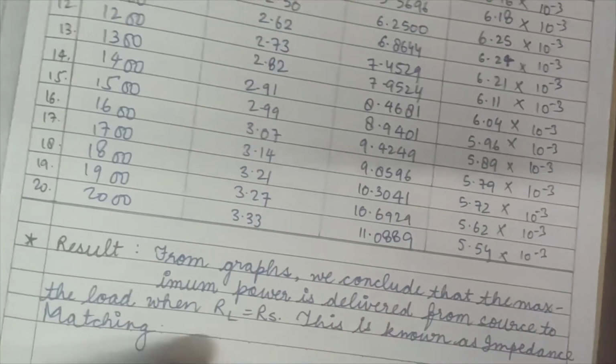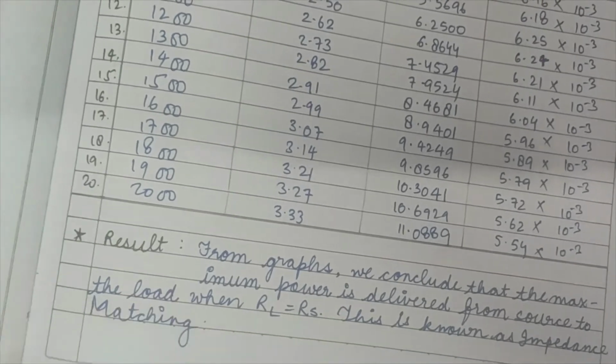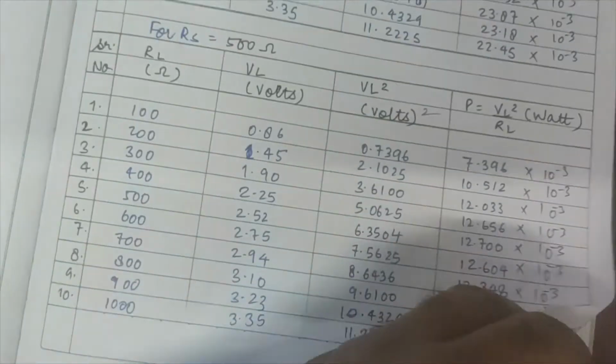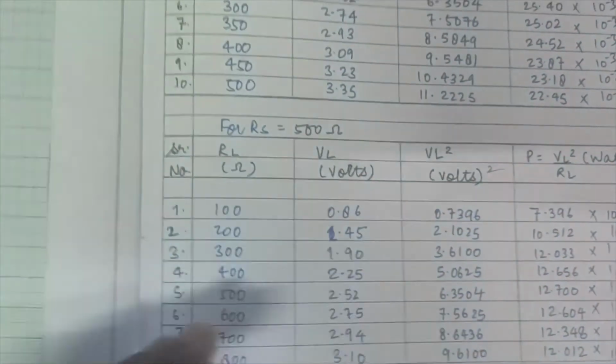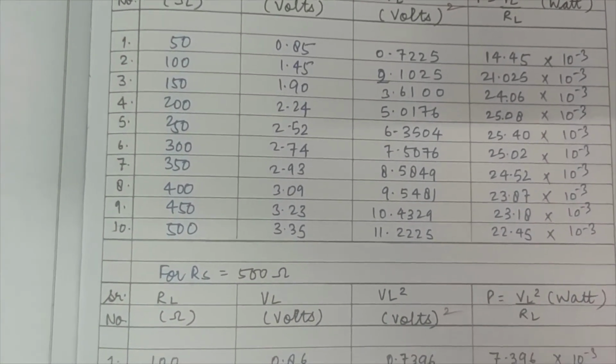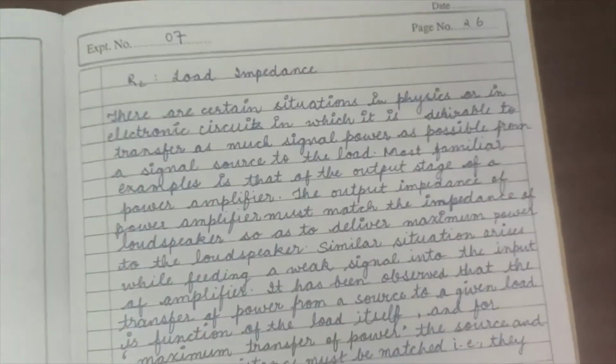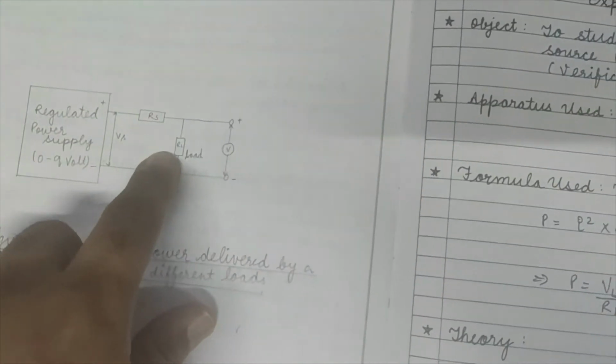This graph and this observation show that we conclude that the maximum power is delivered from the source to the load when RL is equal to RS. This is known as impedance matching, and this is what we have studied: that the power delivered by a source at different loads is maximum at this condition. So verification of the maximum power transfer theorem is done using this simple experiment, when RS is equal to RL.